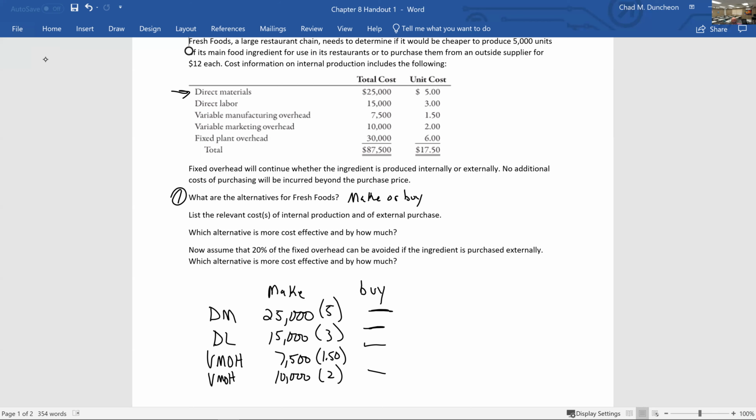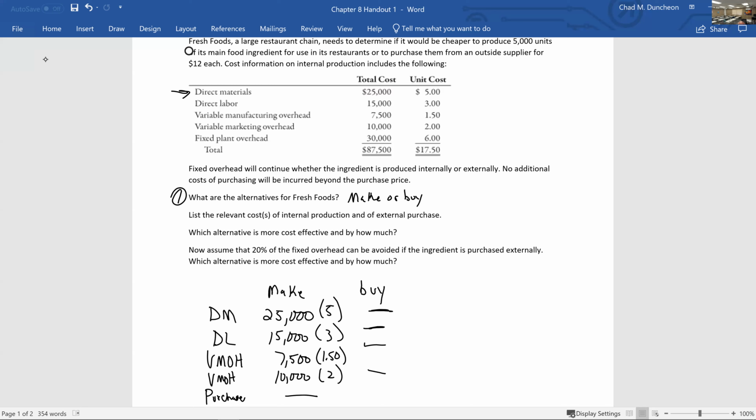And then finally, the fixed plant overhead is going to be an irrelevant cost. We could put it on here if we wanted, but we'd have to put it on both sides. We'd have to put 30,000 under make and 30,000 under buy, because that fixed overhead is not going away no matter what we do. So we can just leave it off. It's irrelevant.